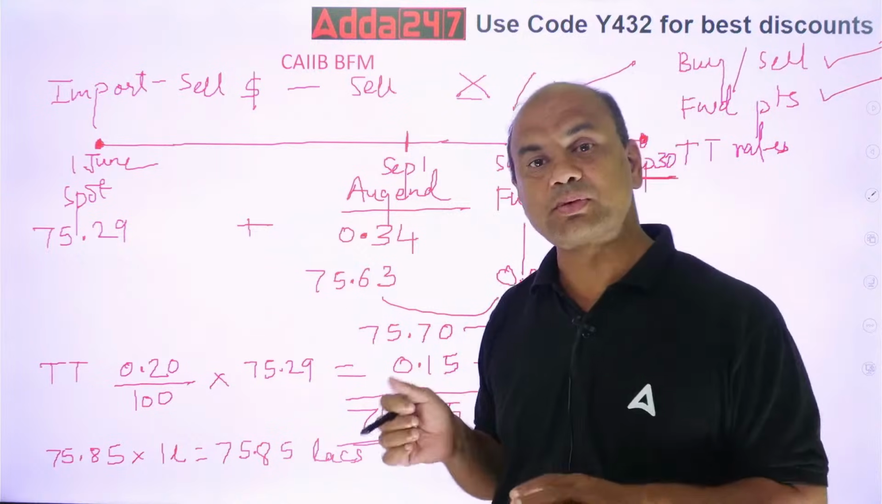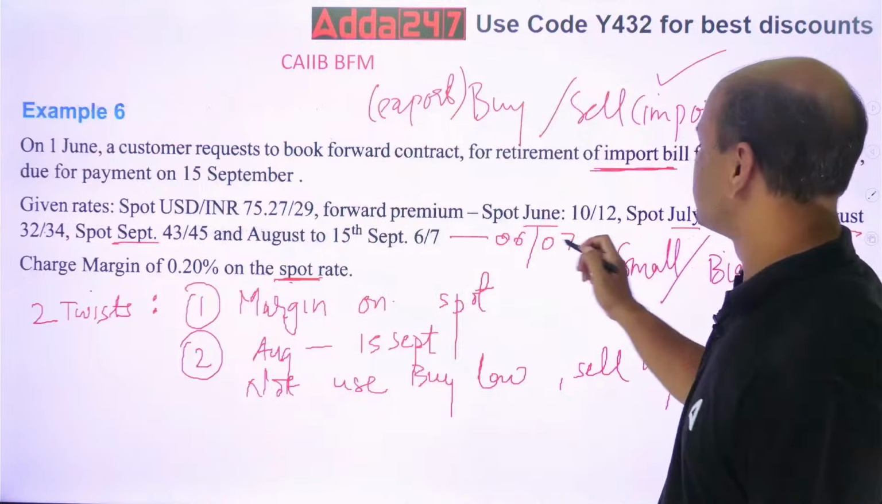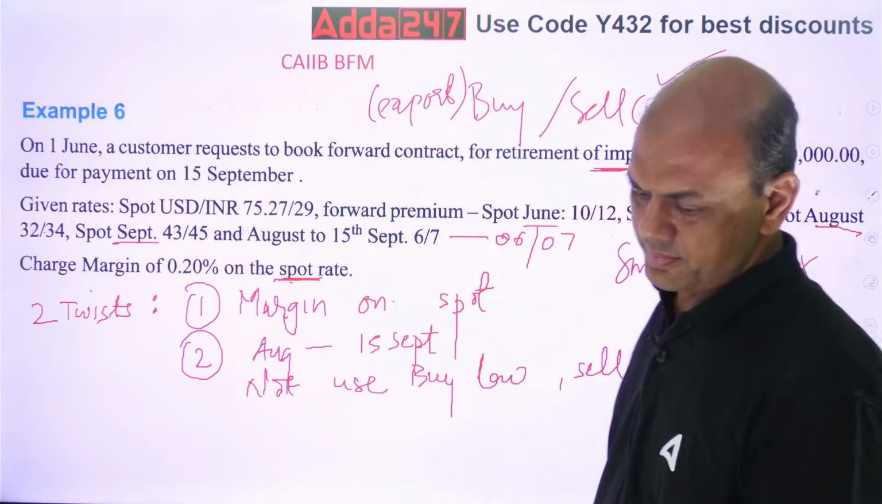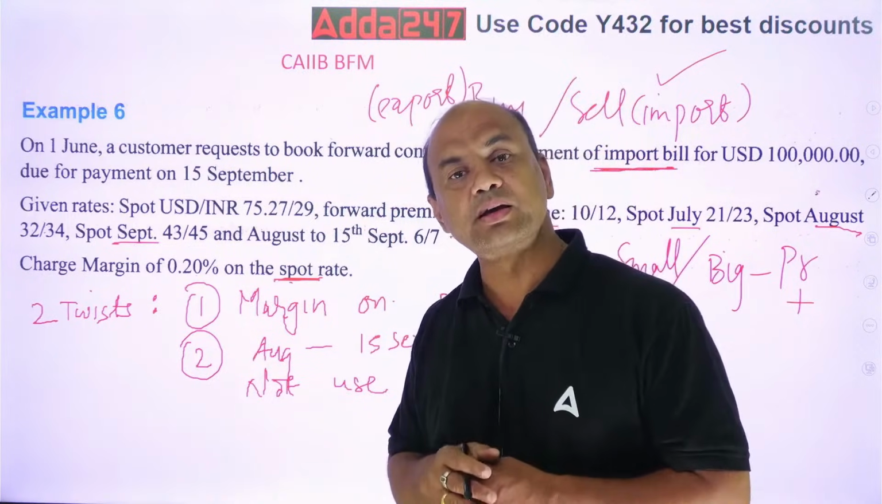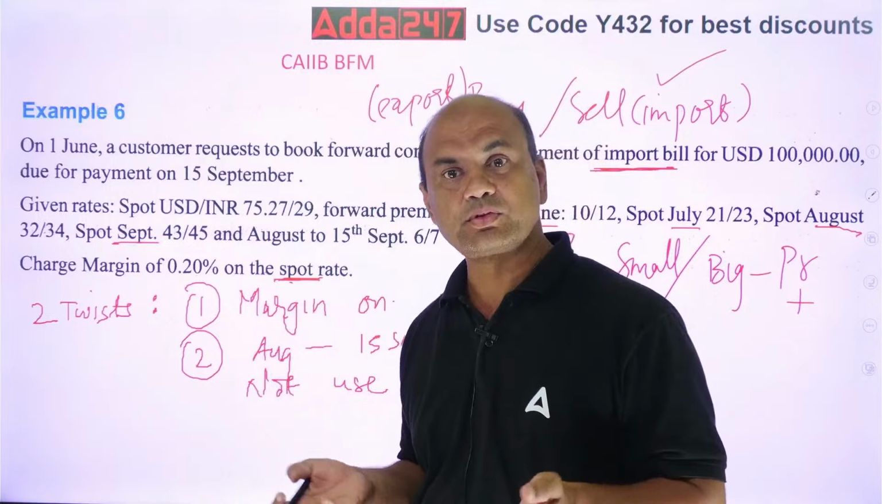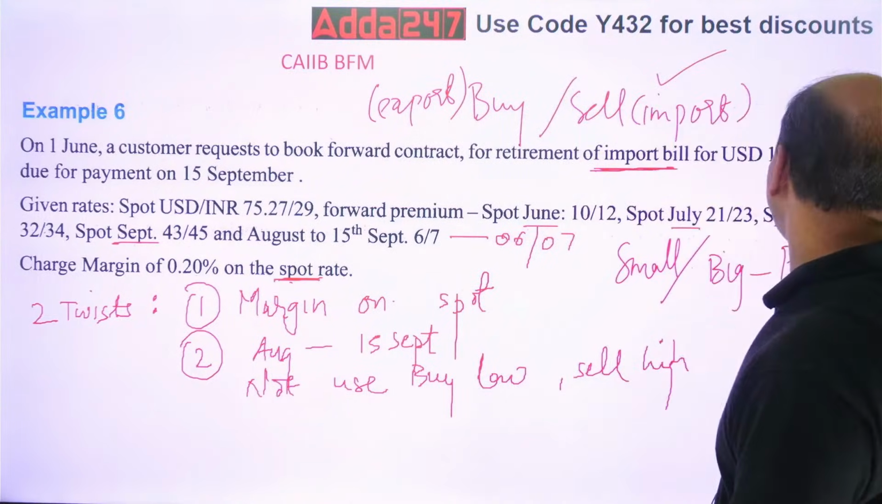Now what will I do for this 0.07? Add or subtract? Again, look at it. Is the currency in premium or discount? See this, 0.06, 0.07. Right side is bigger. If the right side is bigger, what does it mean? It means the currency is in premium. So again I'll add it. Right? Clear?